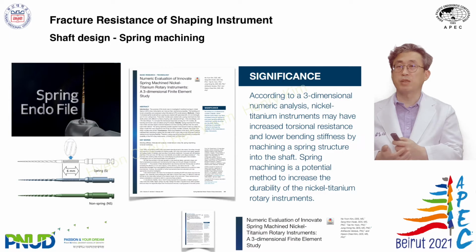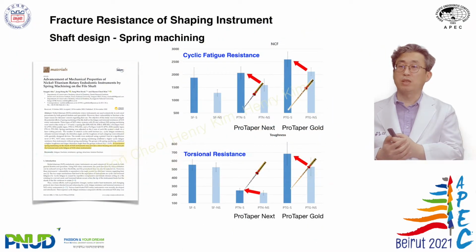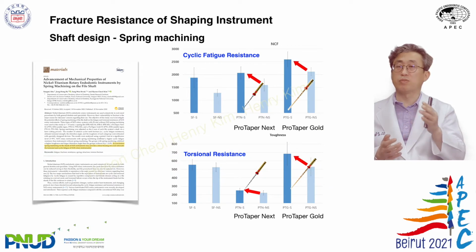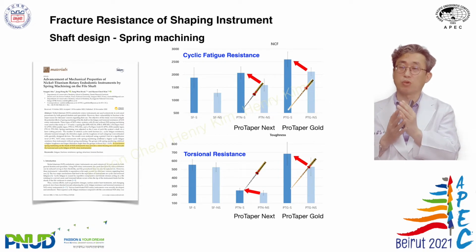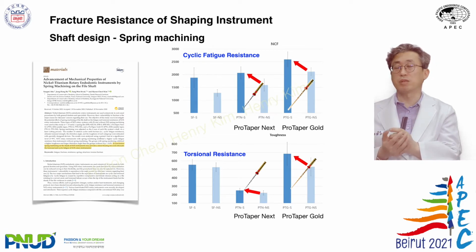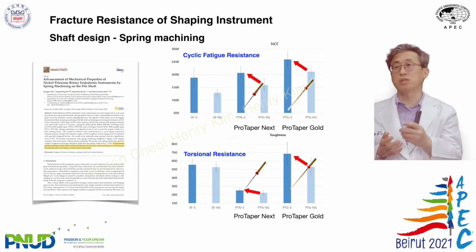Studies, but in this study, this is actual fracture studies. In this study, when we applied the spring structure to the brand file, we used prototype gold and prototype next. The spring machined groups, we made the spring to the prototype next and prototype gold, had shown to have better fatigue resistance and better torsional resistance. As you see here, the resistance is increased.